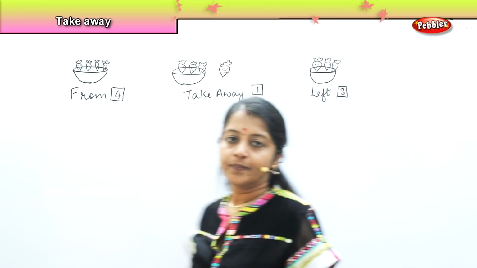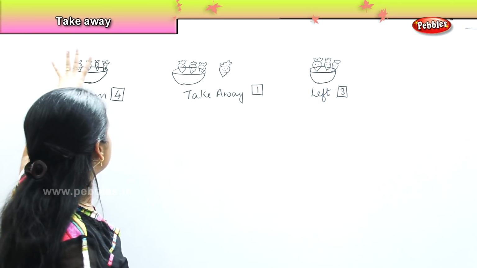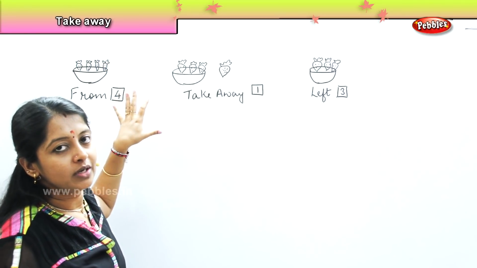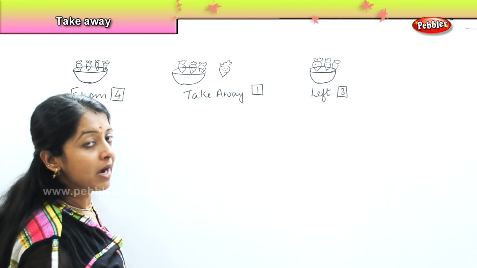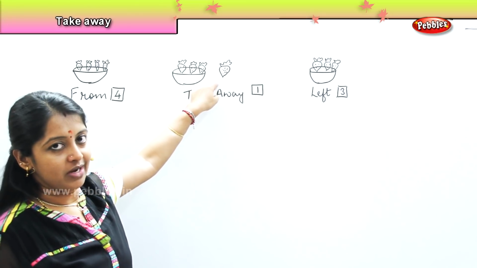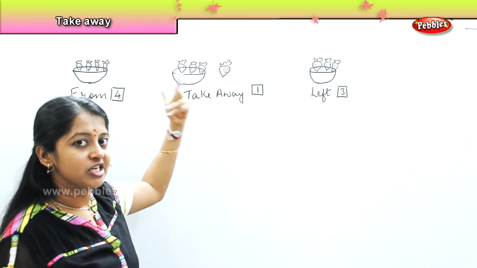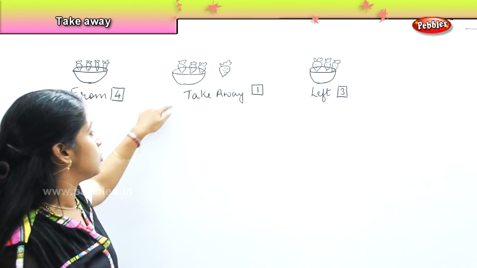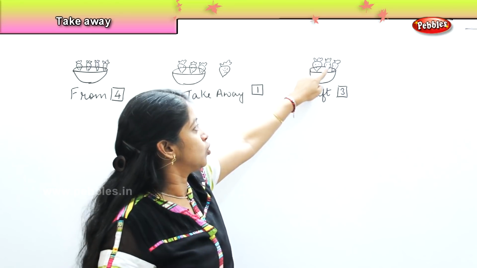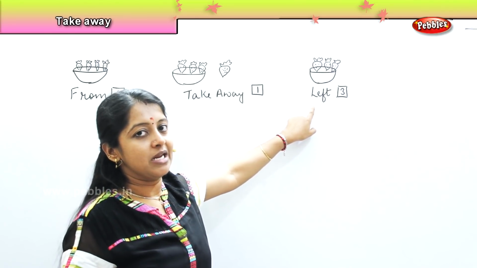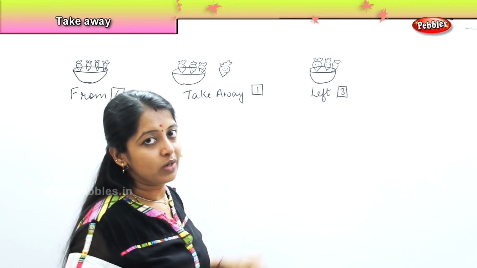So, what did we learn here? We learned the new concept from. From means the total value of that particular number. So, here there were 4 strawberries in this particular bowl and 1 was taken away, which means one strawberry was missing from this lot. One child came and took away, which means that we will be using the minus symbol. Okay. And what is the balance left? It is 1, 2 and 3. So, whatever answer is remaining, we will denote as left. Is it clear, children? So, shall we do one more example?